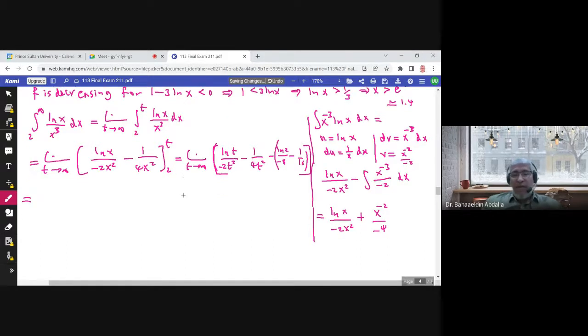Now, ln of infinity is infinity because ln goes like this. Infinity over t squared, infinity, so this is infinity, minus something, minus something, so it would be just infinity.